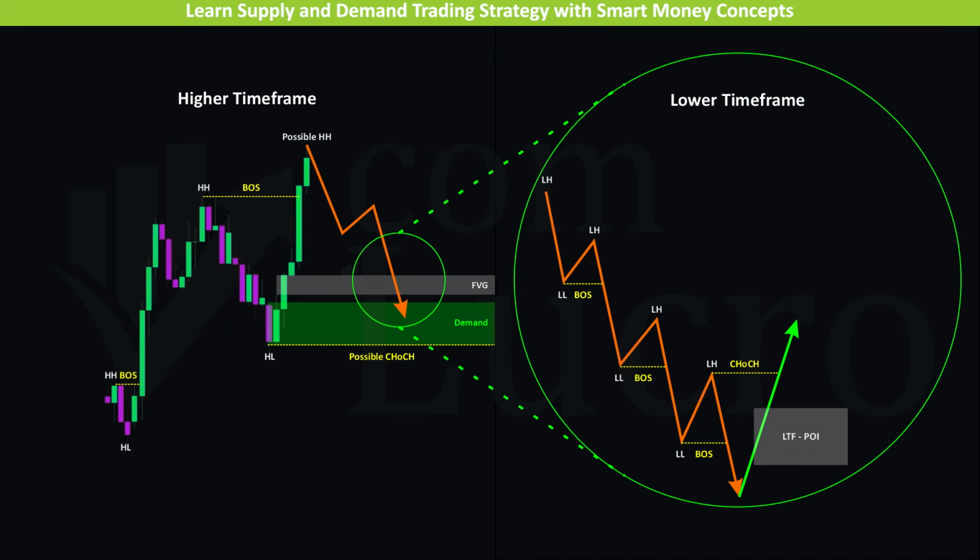When price revisits that area, drop down to a lower time frame, such as the 15-minute or 5-minute chart, and watch carefully for reversal signals. This reaction provides your initial confirmation before considering any entry. That confirmation can appear as a market structure shift or a clear change of character. Either one represents your first layer of validation.